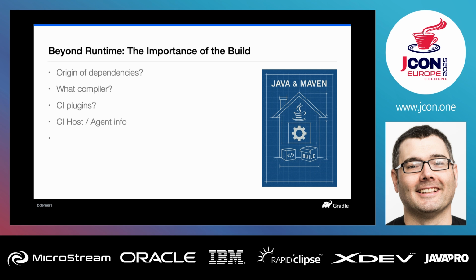Where I mentioned this already. Where were your dependencies downloaded from? What CI plugins were you using? What Maven plugins were you using? What if there was a bug in the compiler plugin, or an annotation processor, or something at test time? Again, I need that information to know if the thing that I built, the thing that I shipped in production, is vulnerable.